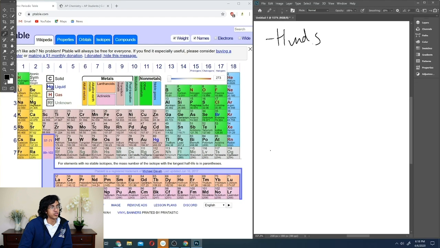So you have Hund's rule, which says that if you have these orbitals over here, let's say these are all p orbitals, then your electrons will first try to fill all the spaces without sitting next to each other, because they're not very good at social stuff, like me.